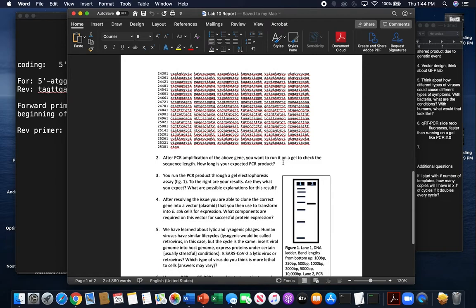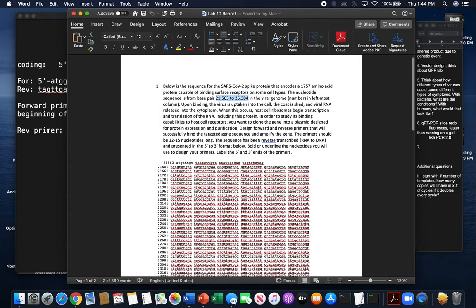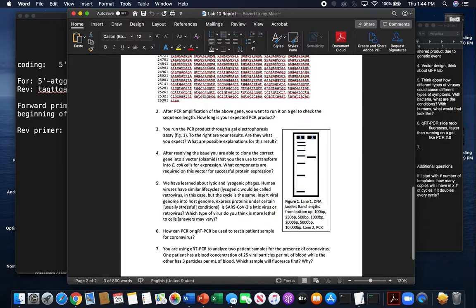For number 2 on this, how do you find the length of your expected product? I gave you the base pair numbers, and so I will let you figure that out.